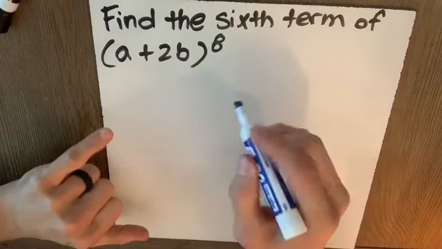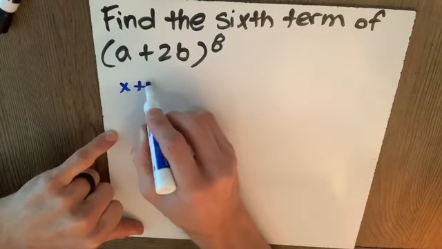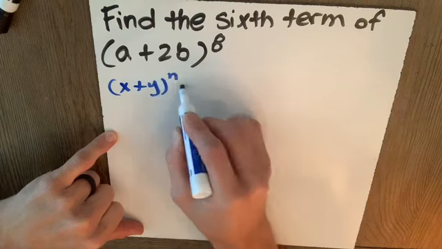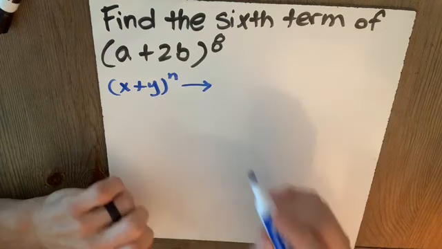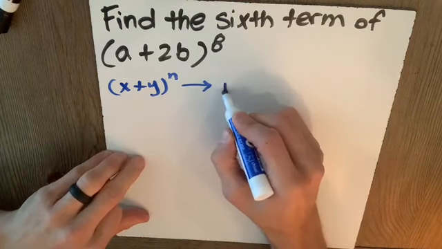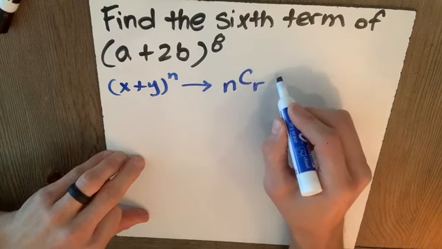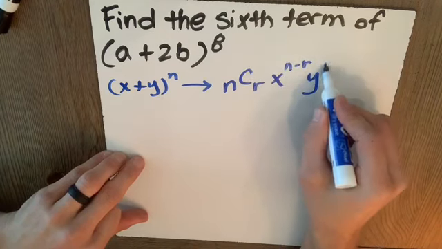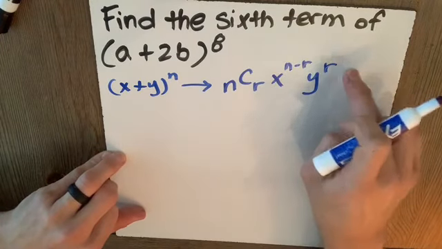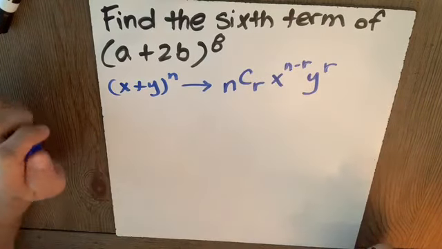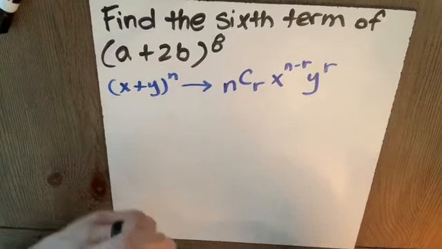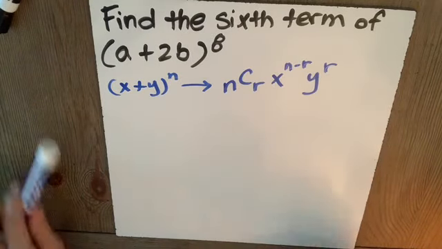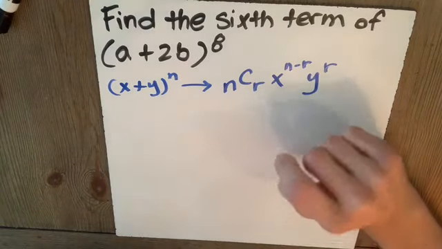I do know that for the expansion of (x plus y) to the n, the specific term can be found by using nCr times x, the first term, to the n minus r, times y to the r. Whatever's here goes here, and these two have to add up to whatever n is. The sixth term, now watch my fingers, I'm going to find the sixth term.